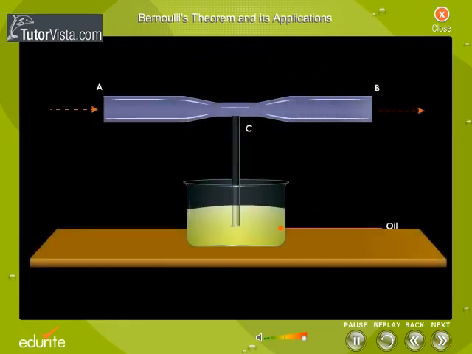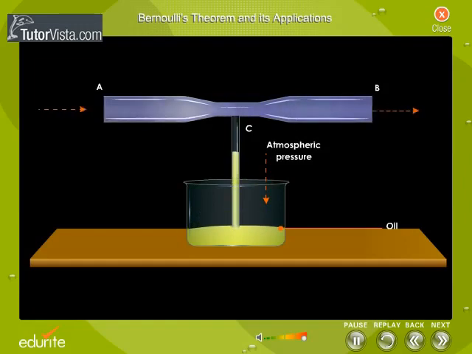Rise of oil in a narrow tube. Shown here is a horizontal tube AB dipped in oil. The area of cross-section of the tube at C is much smaller than that at A and B. Observe the movement of water when it is flowing from A to B. At the narrow end C, the velocity of the water increases and hence the pressure at that point decreases below the atmospheric pressure. Due to the difference in pressure, the oil rises into the vertical tube.